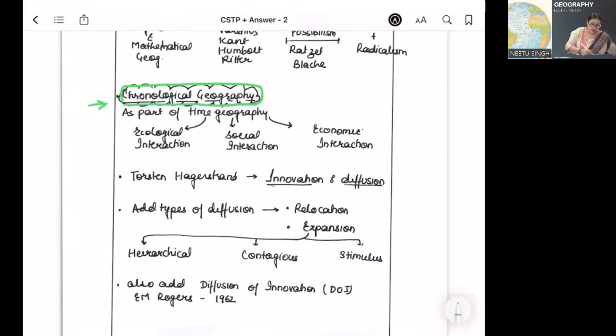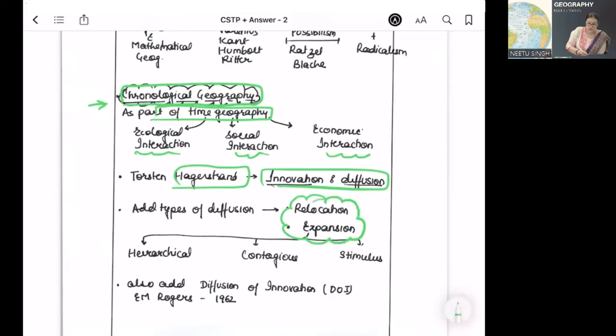Okay, chronological geography. It is part of time geography. Ecological, social, and economic interactions are the three aspects to it. And Hagerstrand, innovation diffusion, talking about relocation and expansion diffusion, expansion diffusion giving me hierarchical, contagious and stimulus diffusion. Come on, my answer has become foolproof. I think all of you are convinced with it. How will the examiner deduct the marks?